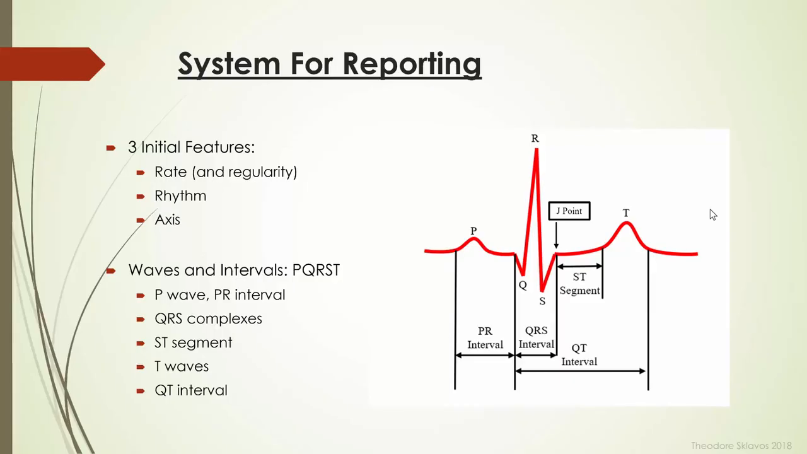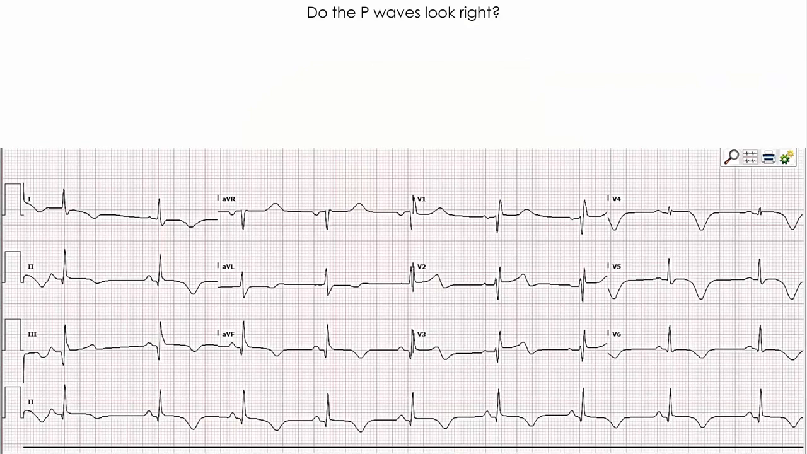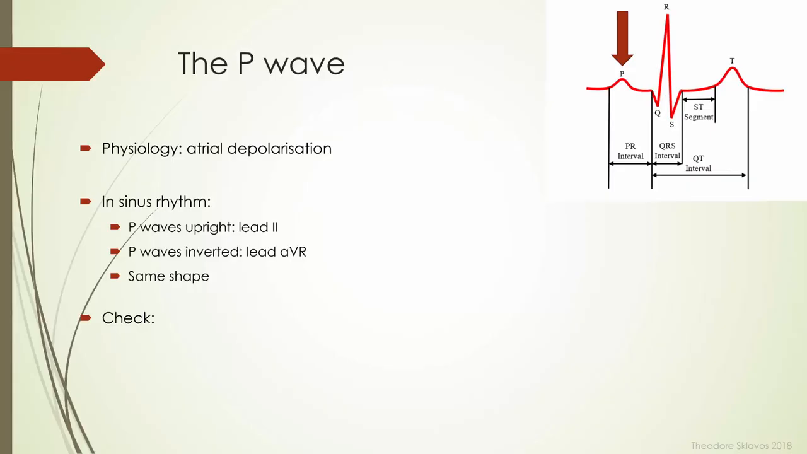So we've done our three initial features, rate, rhythm, and axis, so now we'll move on to waves and intervals, starting with the P wave. So do the P waves look right in this ECG? Let's go through it. As you know, the physiology of the P wave is atrial depolarization, and because the atria have much less muscle mass than the ventricles do, you would expect the P wave to have a much smaller voltage than the QRS complex.